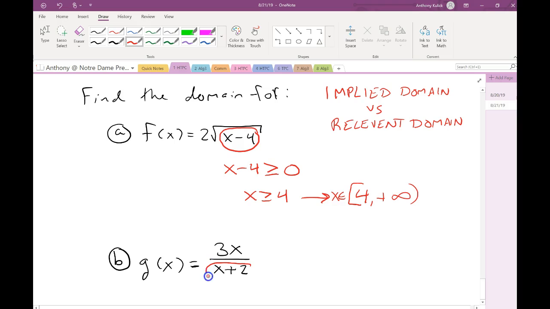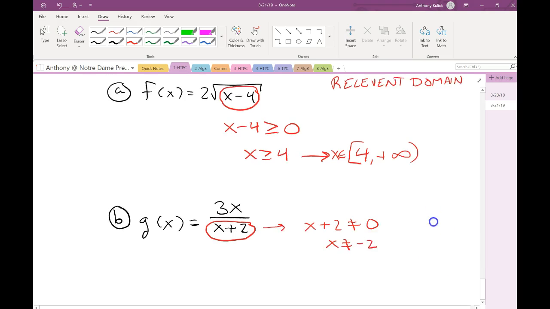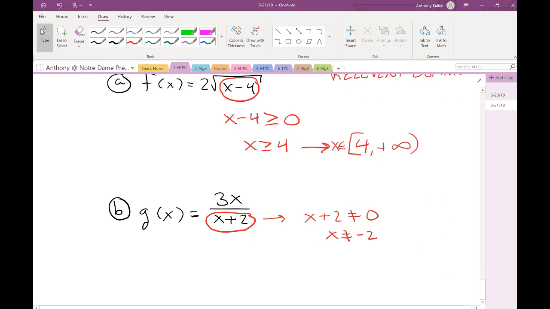Yeah, so the issue here is if I have a 0 denominator, this expression is undefined. So I know that x plus 2 cannot be 0. If I subtract 2 from both sides, I have x cannot equal -2. How do I write that using interval notation, though?